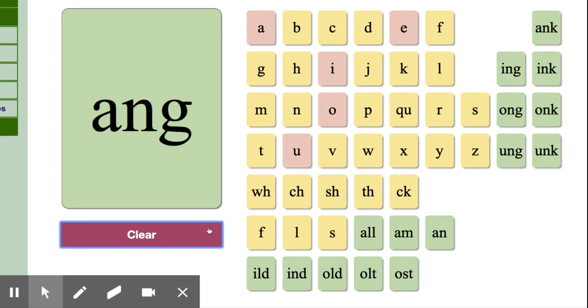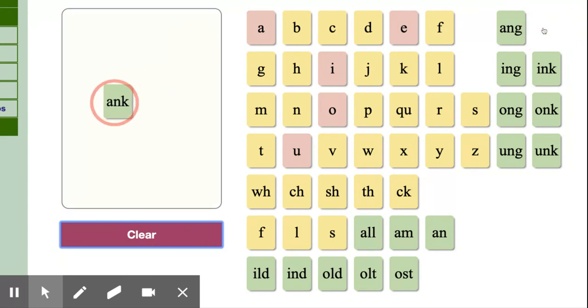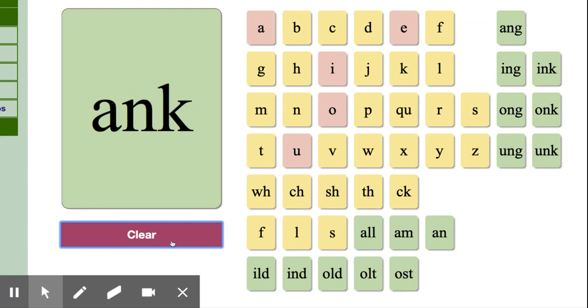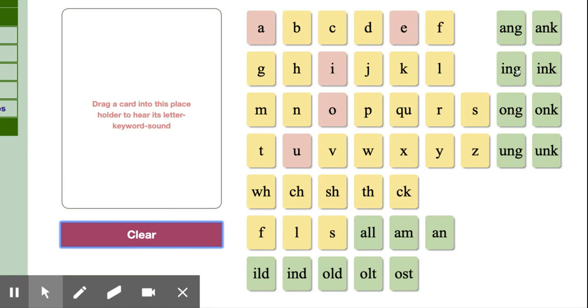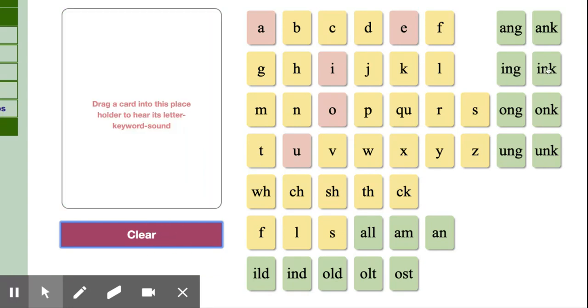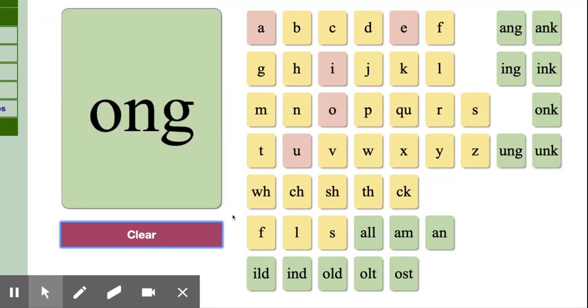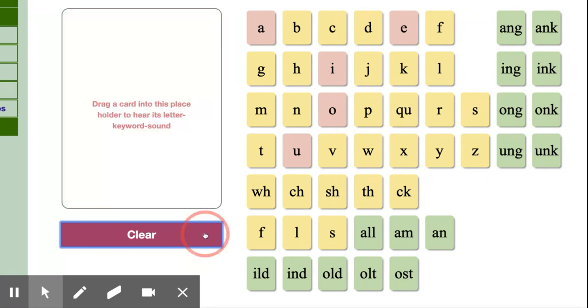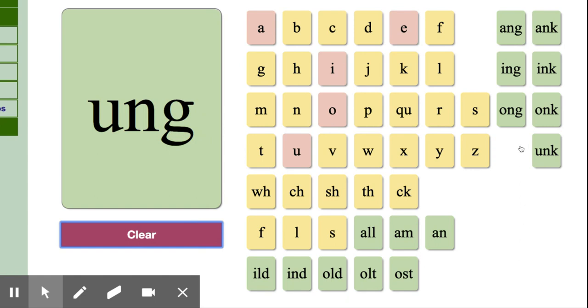A-N-G, fang, ang. A-N-K, bank, ank. I-N-G, ring, ing. O-N-G, song, ong. U-N-G, lung, ung.